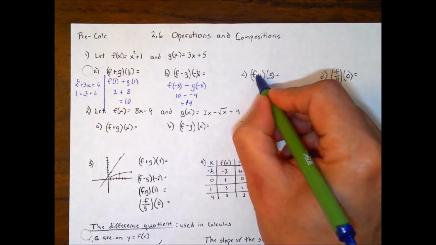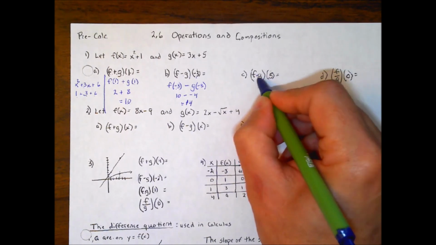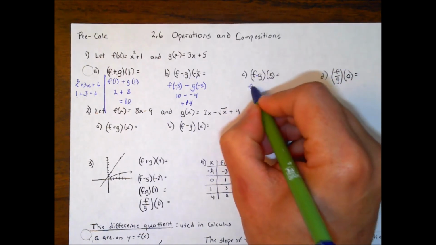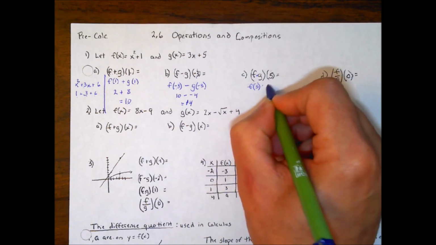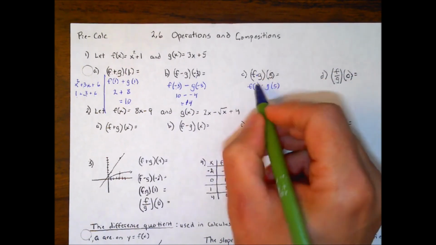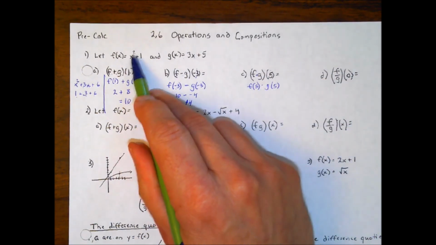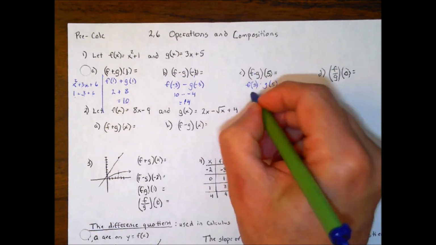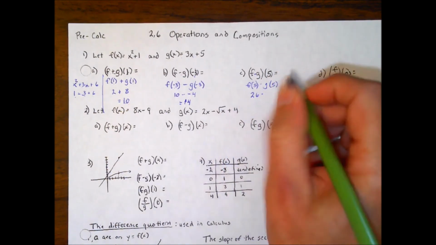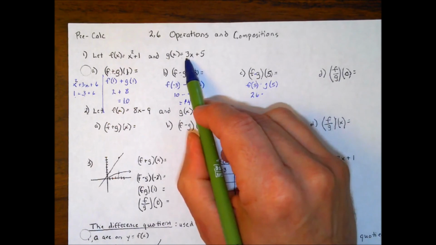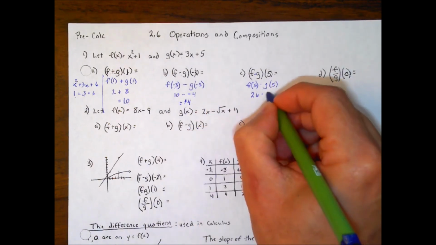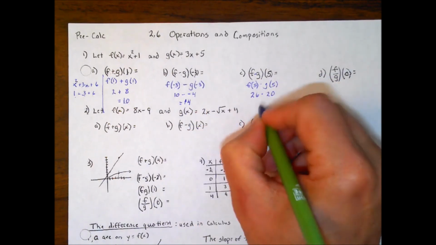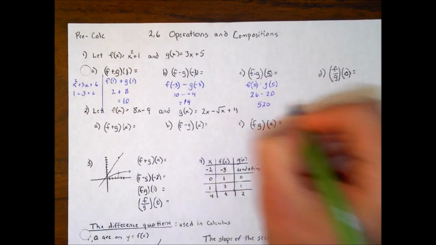This is multiply f times g of x. So we can find f of 5 times g of 5. So f of 5, 5 squared is 25, plus 1 is 26. And we're multiplying that by g of 5. 5 times 3 is 15, plus 5 is 20. Multiply those together, you get 520.